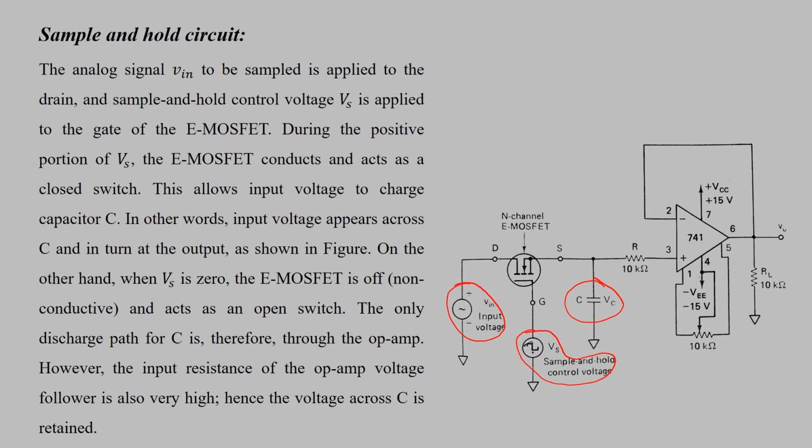On the other hand, when Vs is 0, E-MOSFET is off, that is non-conductive, and acts as an open switch. The only discharge path for the capacitor C is therefore through the op-amp. However, the input resistance of op-amp voltage follower is very high, hence the voltage across capacitor C is retained.